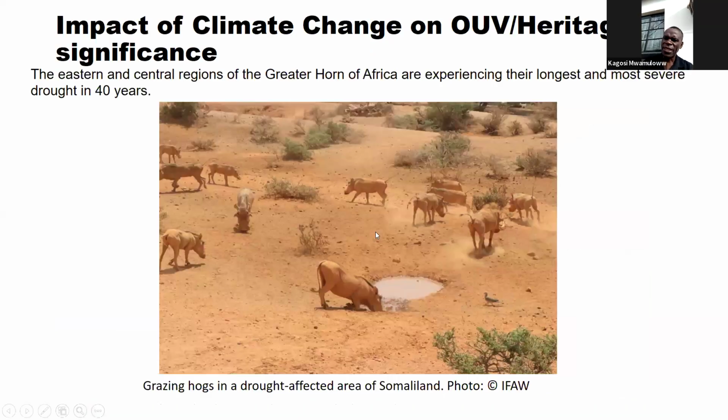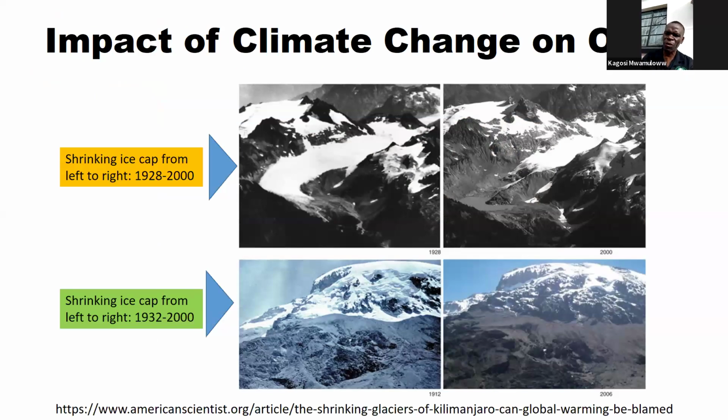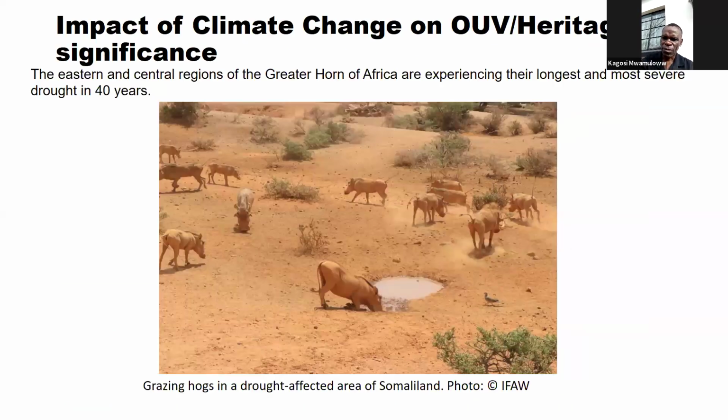Meaning that if your site was nominated on the basis of the presence of the ice cap, when it is reducing, the more the ice cap is reducing, the more you are taking away the integrity of the key attributes. And the more the key attributes become compromised, the more you have a challenge. Let's go to the next slide. Or you are threatening the site with a danger listing or delisting in a way.